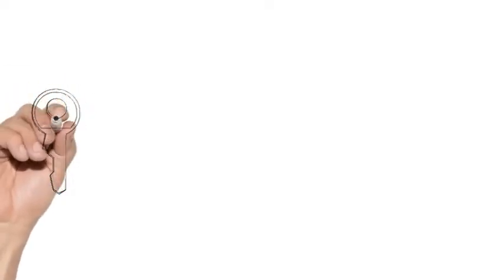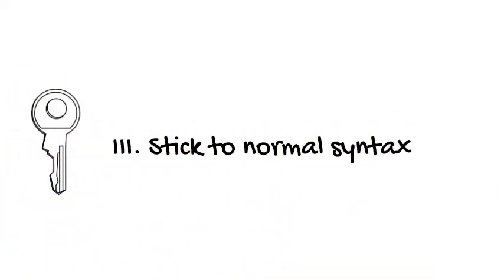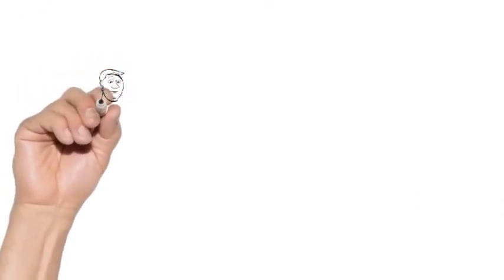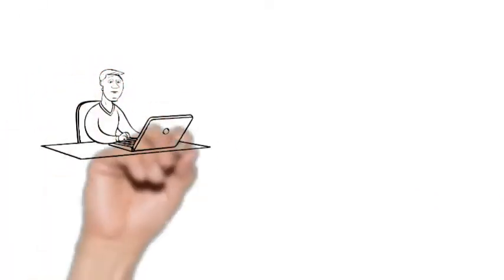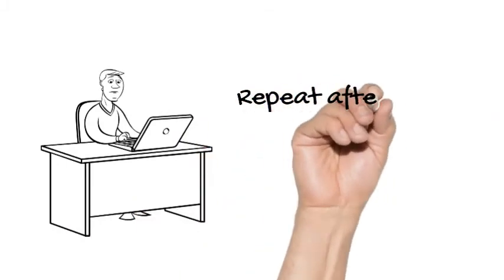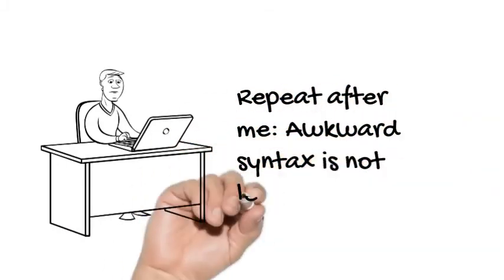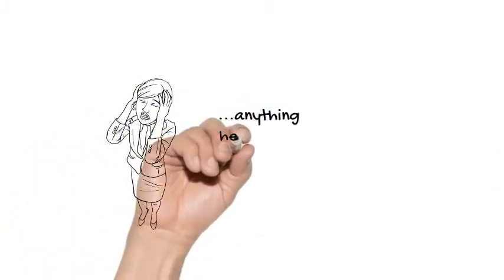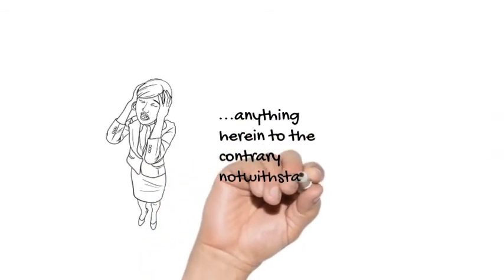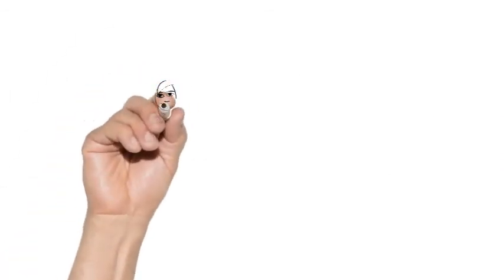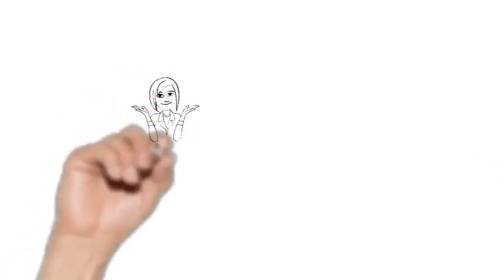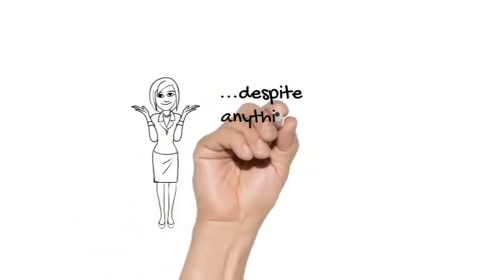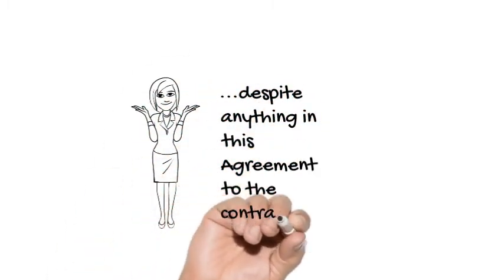And the third and last key is to stick to normal syntax. Many legal translators confuse the awkward syntax that unfortunately permeates legal writing with desirable legalese. Unnecessary lawyer speak, like "anything herein to the contrary notwithstanding," can easily be replaced with normal English usage, such as "despite anything in this agreement to the contrary," without anything being lost in translation at all.